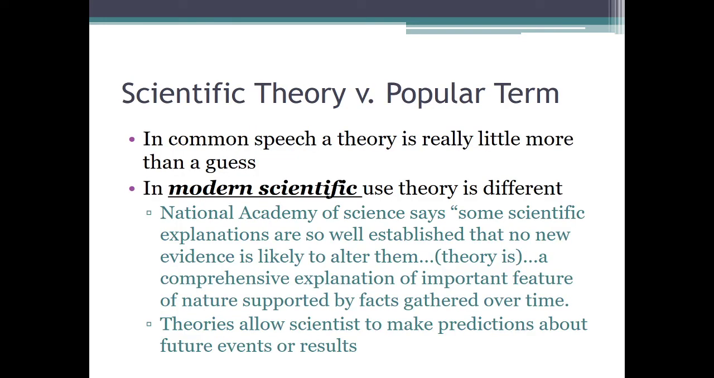All right, the other thing I beg you to understand is the difference between how science uses the term theory and how popular culture uses it. Even I use it in common conversation. So what is the modern scientific definition of theory? Well, the National Academy of Sciences says a theory is, quote, some scientific explanations that are so well established that no new evidence is likely to alter them. Theory is a comprehensive explanation of an important feature of nature supported by facts gathered over time. And theories then allow scientists to make predictions about future events.